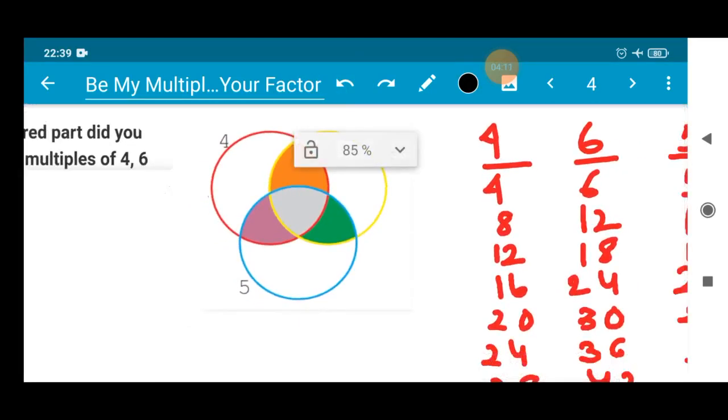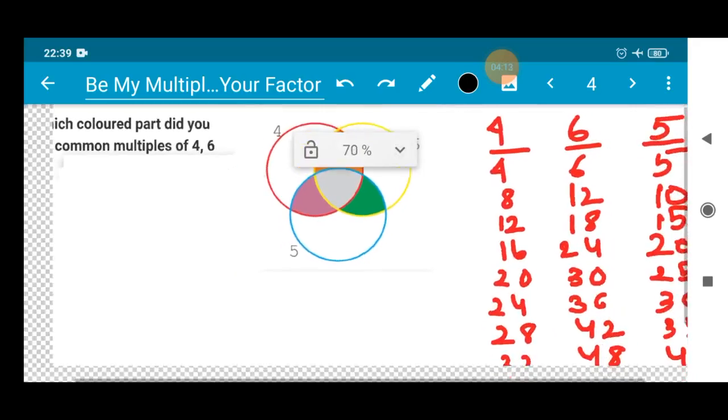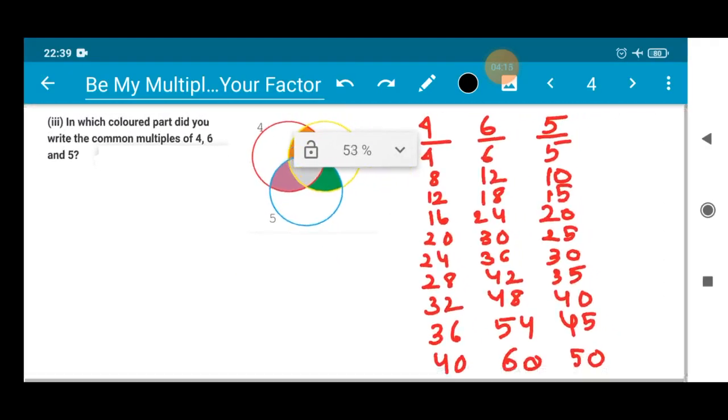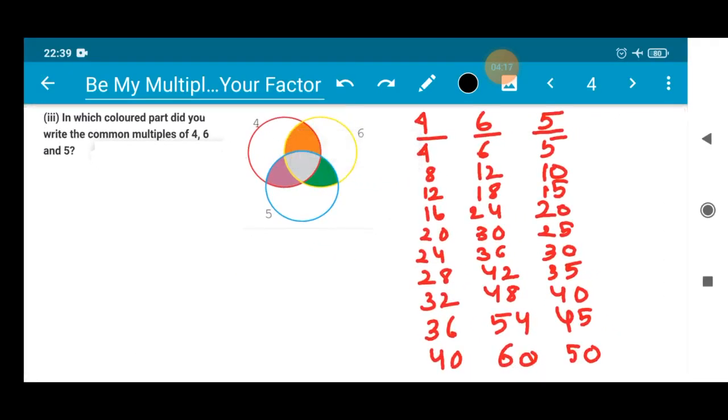So it is covering all the three areas. That is the common multiple of 4, 6 and 5 it will be covering. Okay, so what are the common multiples that are present in 4, 6 and 5? If we consider 20, should it be present in all the numbers? No, 20 cannot be present. Okay, let us check it.